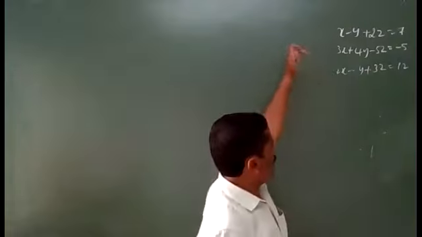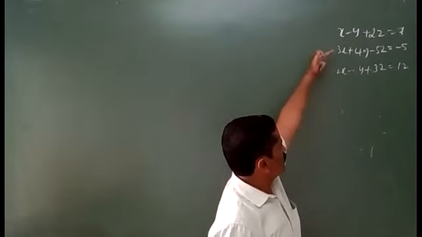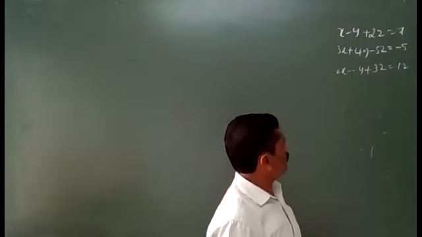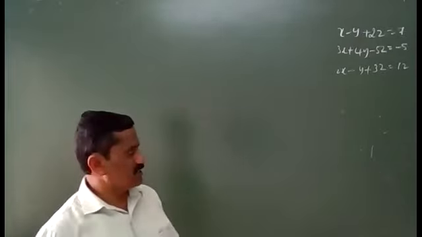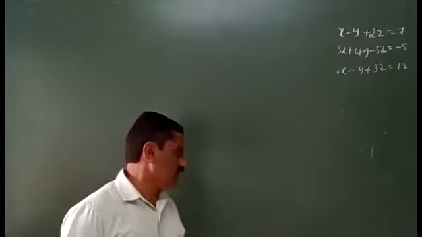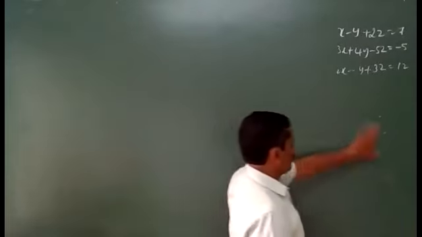So next we have: solve the system of linear equations by matrix method. x minus y plus 2z is equal to 7. 3x plus 4y minus 5z is equal to minus 5. 3x minus y plus 3z is equal to 12. So we have to find what? Values of x, y, z.